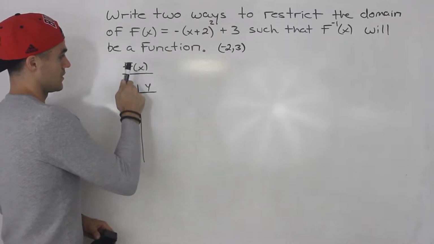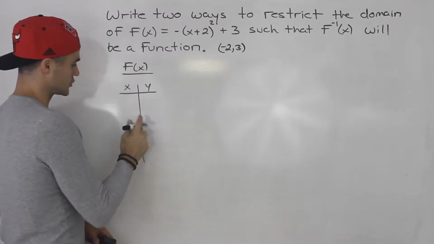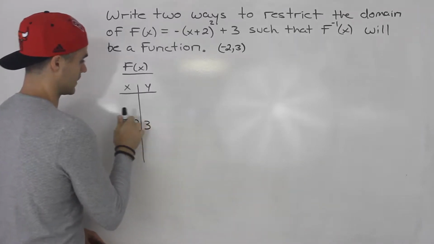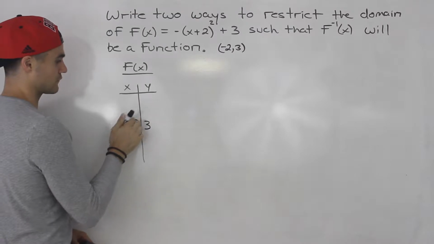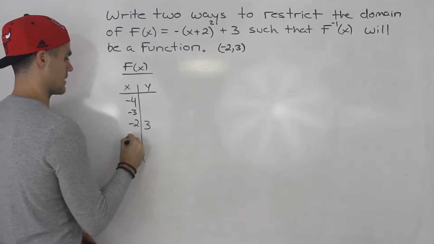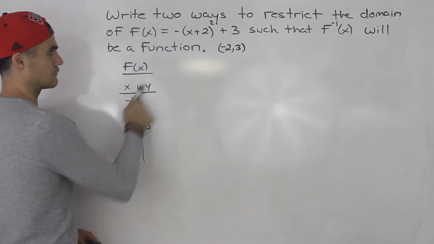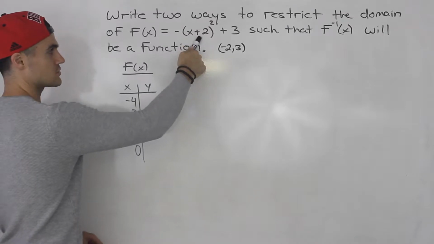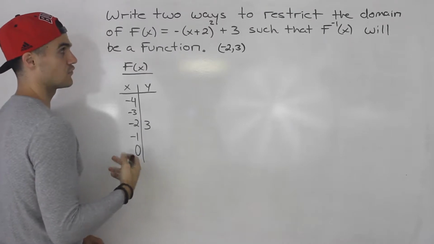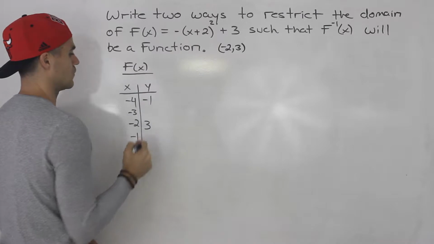So, making a table of values, we've got the vertex. We want our function to be nice and symmetrical, so the vertex is going to go in the middle. And then I'm going to pick two x values to the left of negative 2, so let's say negative 3, negative 4, and then to the right of it, so negative 1 and 0. So if I plug in negative 4 into the function, negative 4 plus 2 is negative 2 squared. That gives us 4. Times negative 1 is negative 4, plus 3, that gives us negative 1.